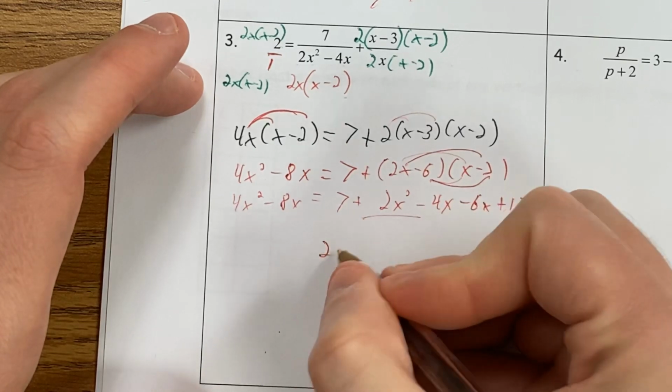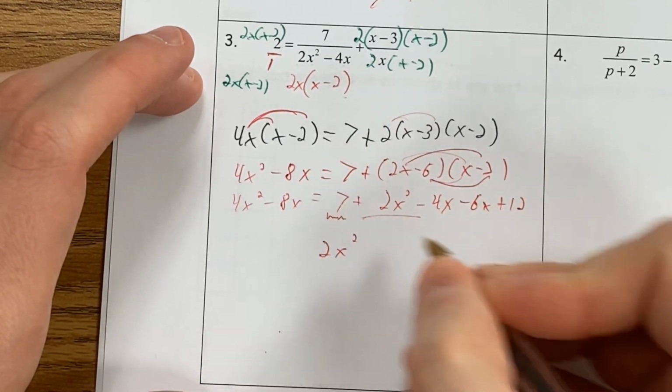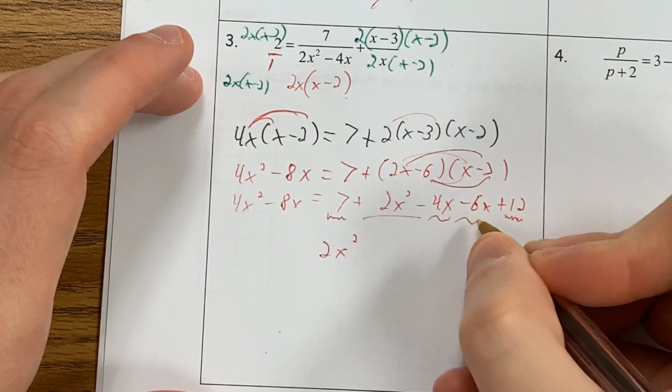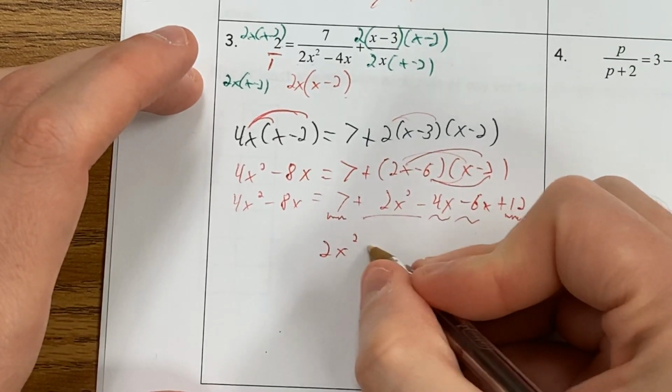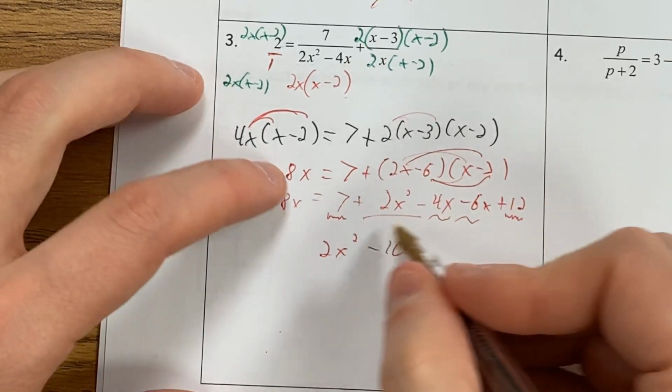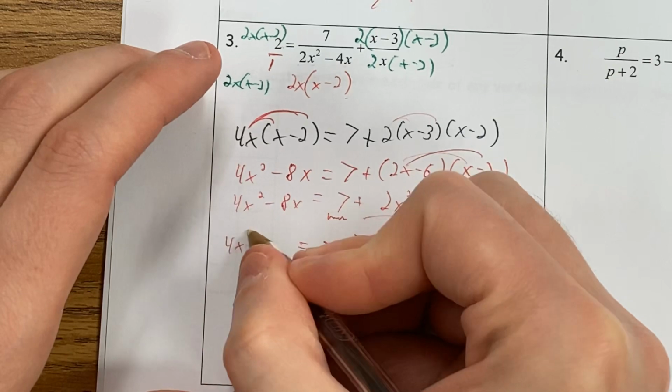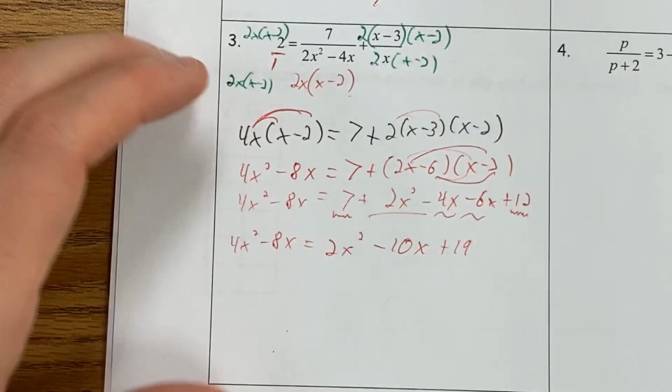So we got a 2x squared. Let's see, this is a 7 and a 12. Here's a negative 4x and negative 6x is negative 10x. Plus 19 equals 4x squared minus 8x.